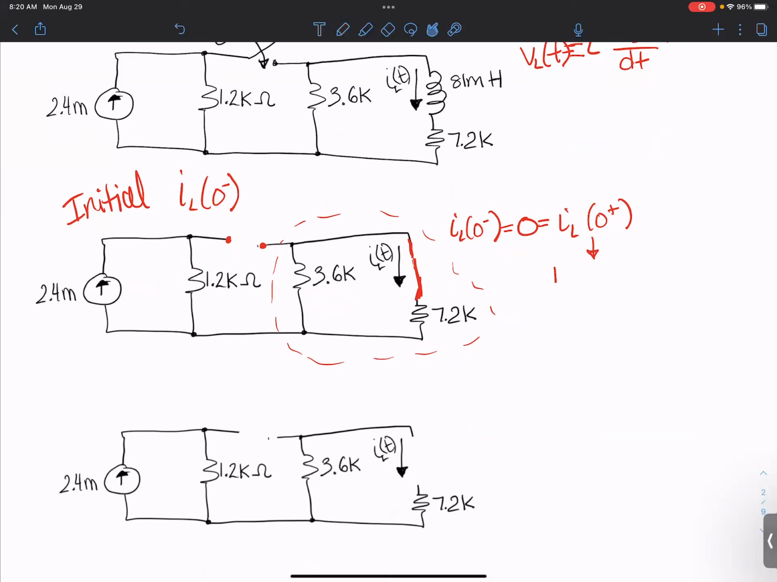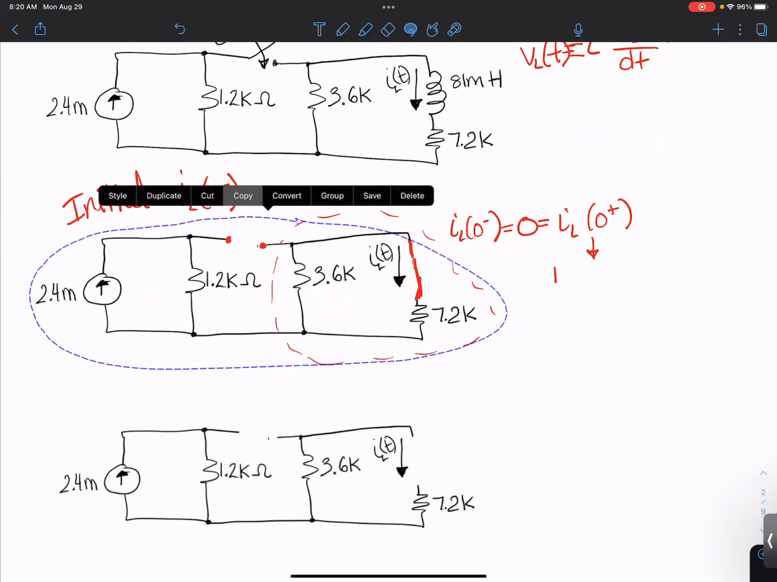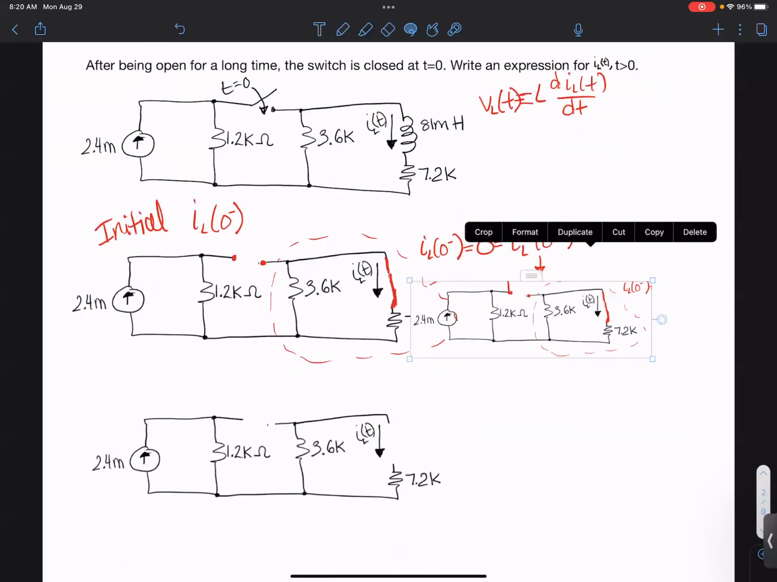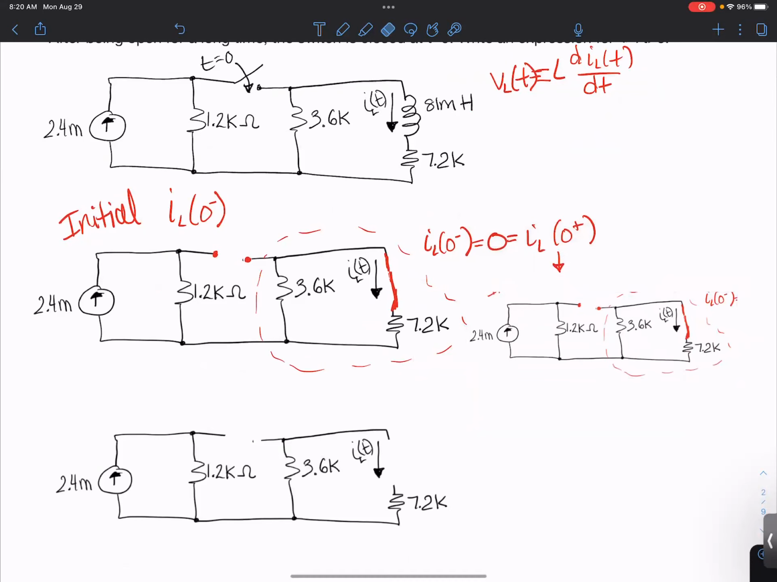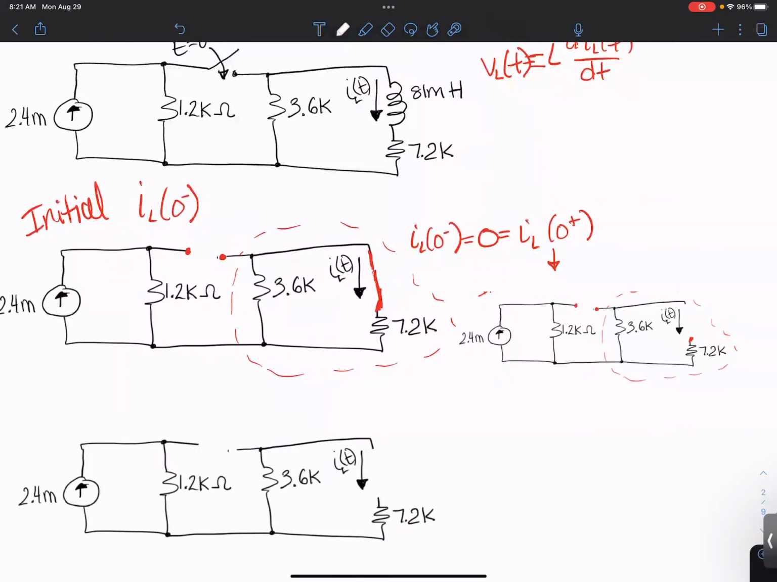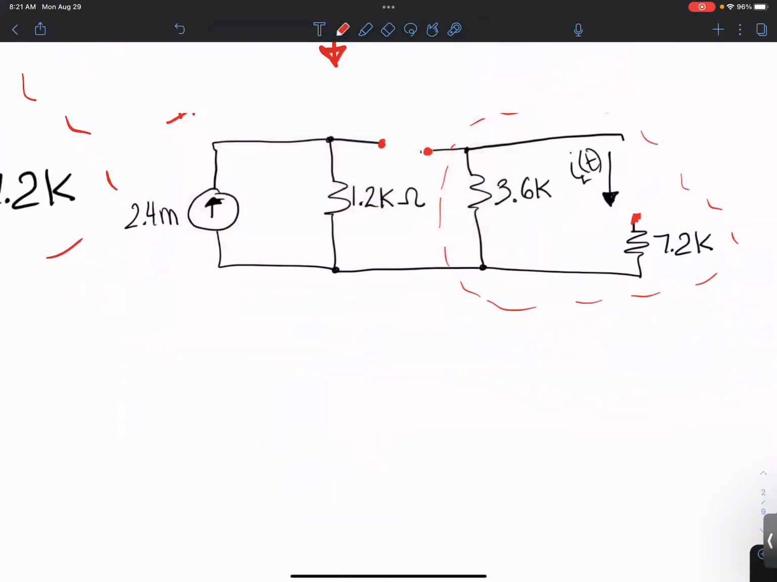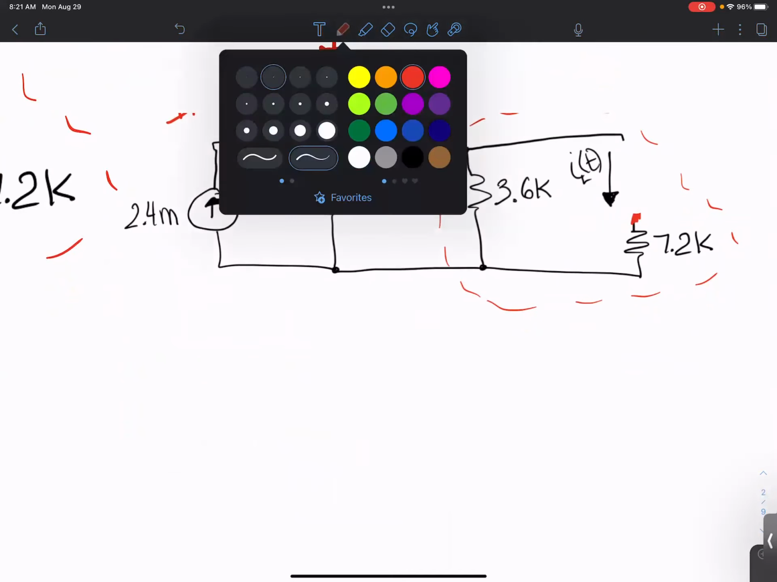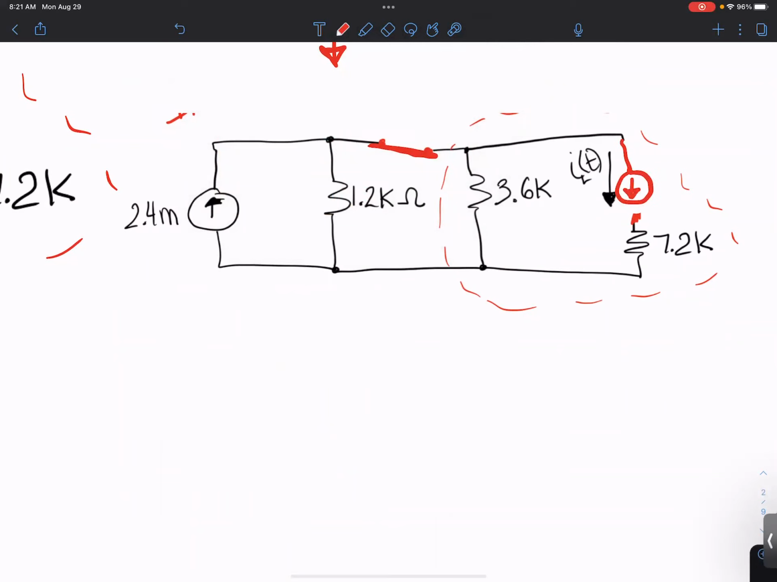So if I was to redraw this, just copy this. What is going to happen here is that right when the switch closes, I would replace this with a current, meaning the current is zero there. So it's still going to look like an open. So no current will flow through here. And then if I want to find, say, a voltage across that resistor, this would be the circuit for that initial value. Okay, does that make sense?